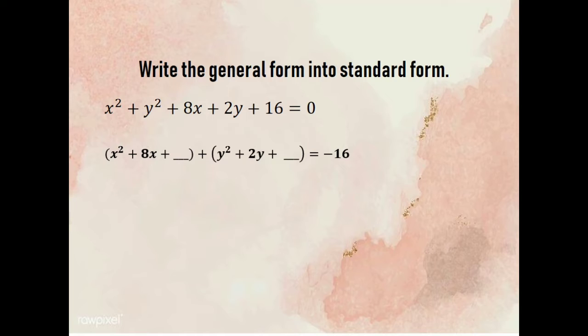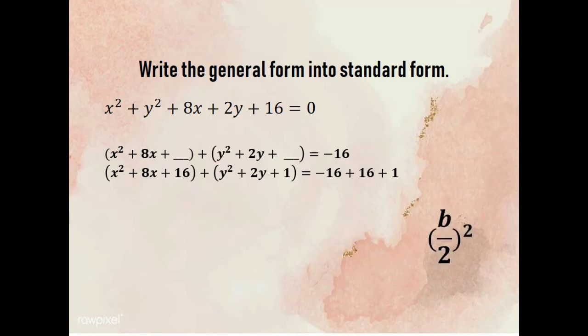Step 2 is to complete the square for each grouping. The idea is to add the value that completes the square, using the formula the quantity b over 2 raised to the power of 2, to both sides for both groupings. For the terms involving x, use the quantity 8 over 2 raised to the power of 2, which equals 16, and for the terms involving y, use the quantity 2 over 2 raised to the power of 2, which equals 1.